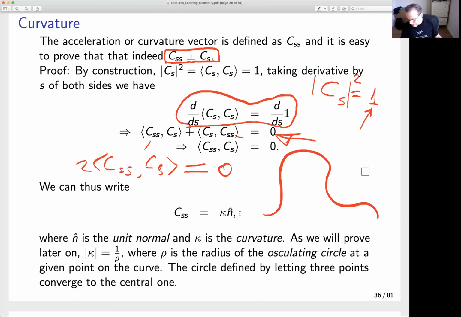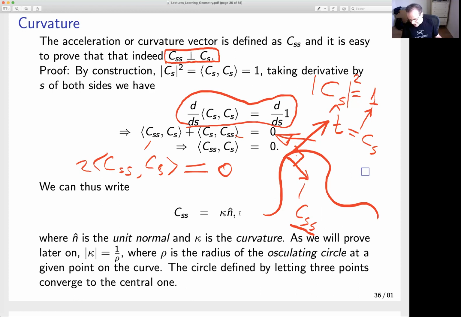This would be my tangent. So this was my tangent, and it is equal to Cs. Okay, and the second derivative, Css, is always orthogonal to the velocity. In fact, this is called the acceleration vector, and the unit acceleration has beautiful properties.